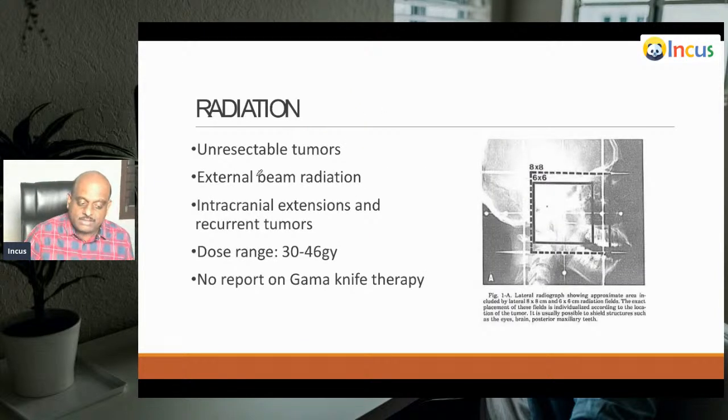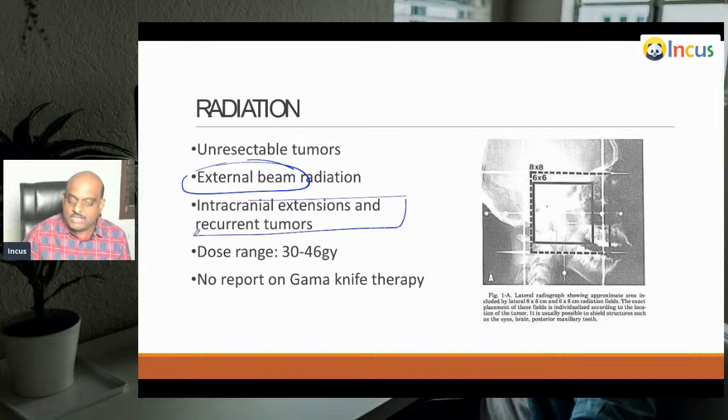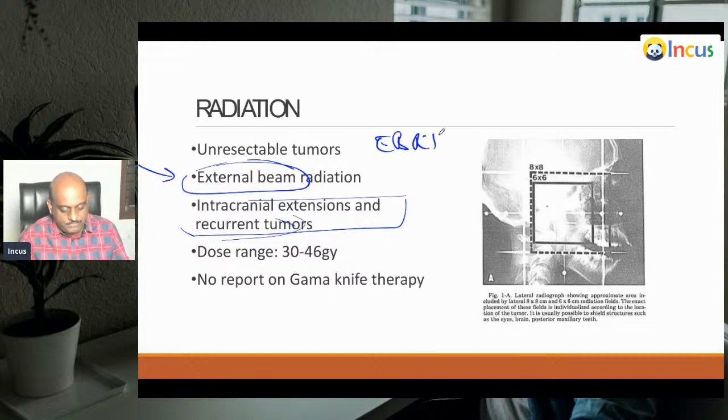Do you use radiation? Yes, sir. External beam radiation, especially when there is an intracranial extension or recurrent tumor, you use external beam radiation therapy in order to treat.